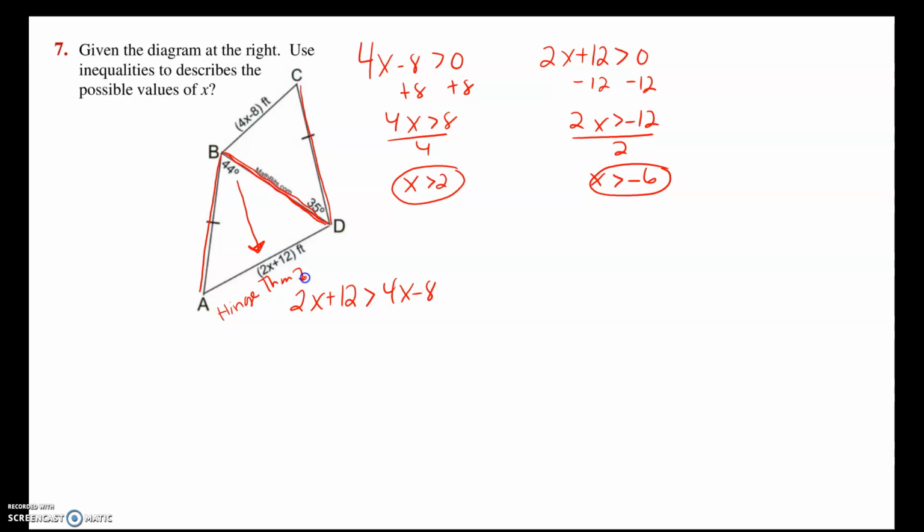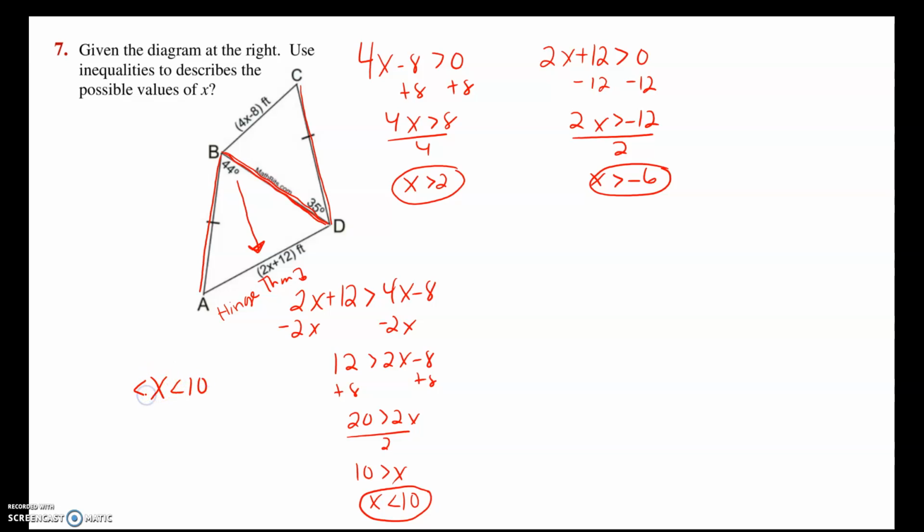Your Hinge theorem is what says this. Okay, so I'm going to solve this one. I'm going to subtract 2x from both sides, and I'm going to get 12 is greater than 2x minus 8, and adding 8 to both sides, I get 20 is greater than 2x, which means 10 has to be greater than x. I'm going to flip these. So I'm going to get that x has to be less than 10, but it's the exact same thing. And so that's what I'm looking at. So I know that 10 is going to be my upper bound.